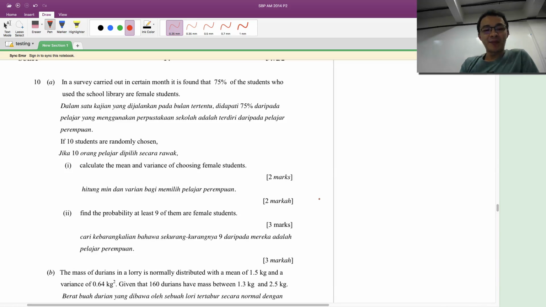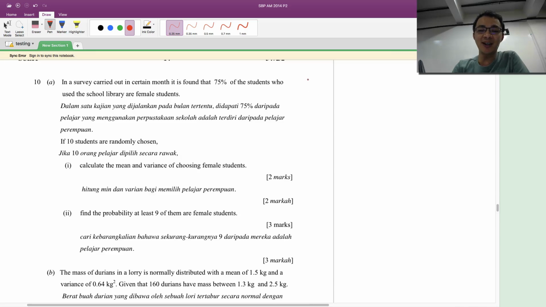In the survey carried out certain months, it's found 75% of the students who use the school library are female students. If 10 students are chosen randomly, calculate the mean and variance of choosing the female student. Do 10 is the last, so we do until 10 then.